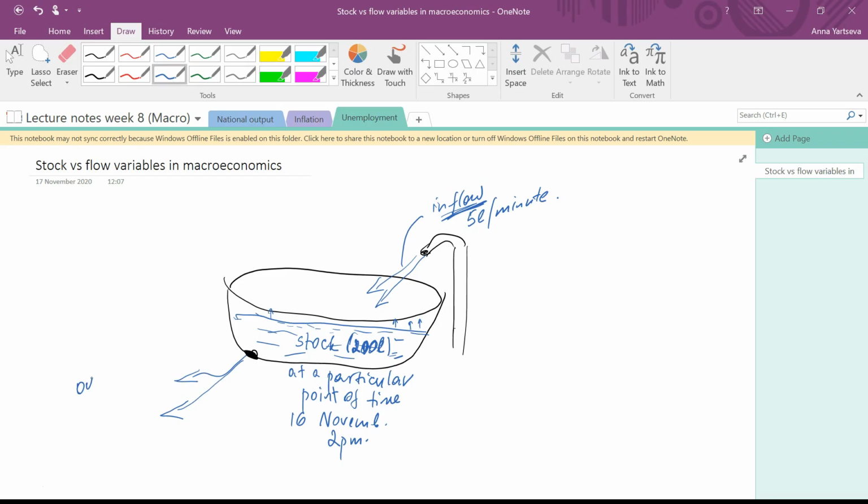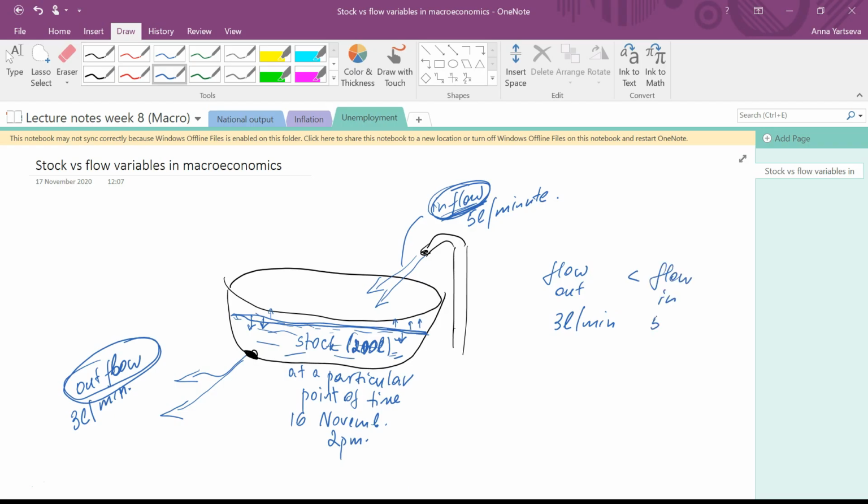Water outflow, flow out, is also measured per period, for example, 3 liters per minute. And the relationship between inflows and outflows will determine how the stock of water will change in this particular bus. If the outflow is lower than inflow, for example, flow out is 3 liters per minute, while flow in is 5 liters per minute, we add more water than we remove from this bus.